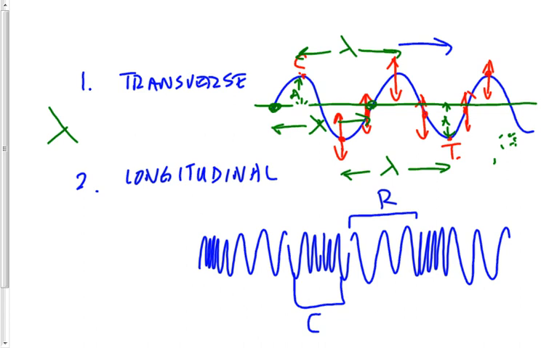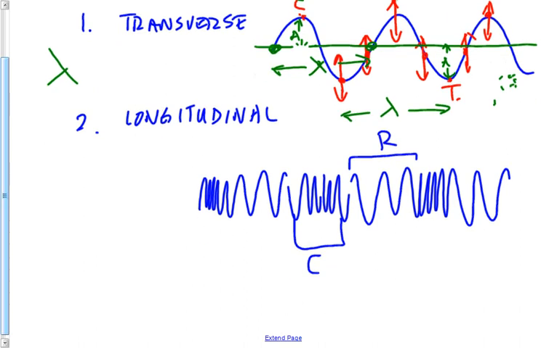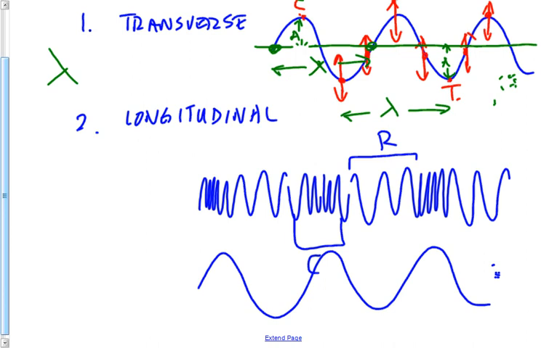Make sense? If we plotted a graph of density versus position here, then we would find the graph would end up looking like this. That's not the wave. That's a graphical representation of the wave. But it's kind of interesting that if we take a look at a graphical representation of density versus position of this wave, then it ends up forming a sine wave just like the transverse wave did.